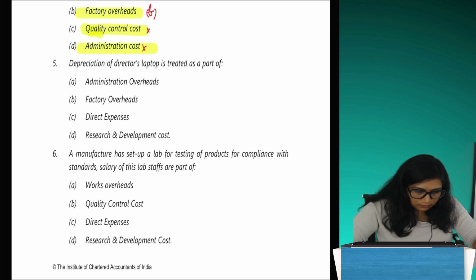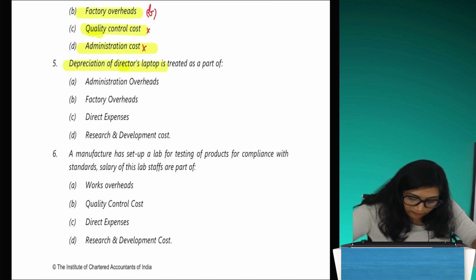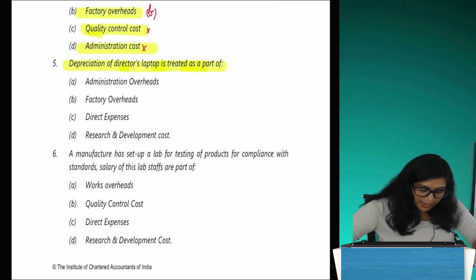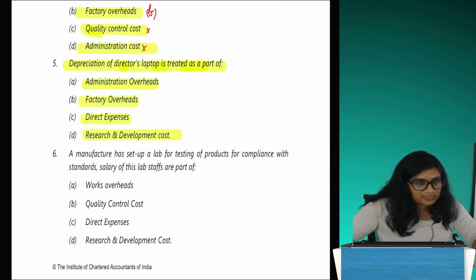Audit fees paid to auditors is part of administration cost, production cost, selling and distribution, not shown in cost sheet. It is shown in cost sheet. Where is it shown? We discussed here. Which administration? That's general. It's part of general. It is not production, it is not selling and distribution. It is shown. We have shown it also when we discussed the third illustration. So answer is A.